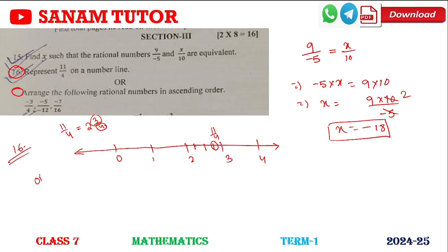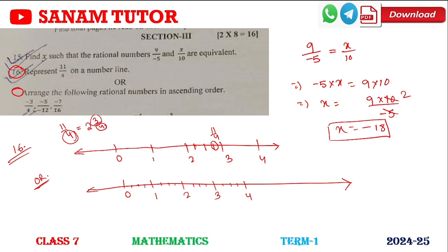Or you can solve by the other method. How to solve? First we draw a number line. This is 0. So tell me, what is the denominator? 4. Means first draw 3 lines: 1, 2, 3. Then the big one, that is 1. Similarly 1, 2, 3, then the big one, that is 2. 1, 2, 3, then the big one, that is 3. 1, 2, 3, the big one, that is 4. Okay. So the numerator is 11. So count from 0: 1, 2, 3, 4, 5, 6, 7, 8, 9, 10, 11. Answer.